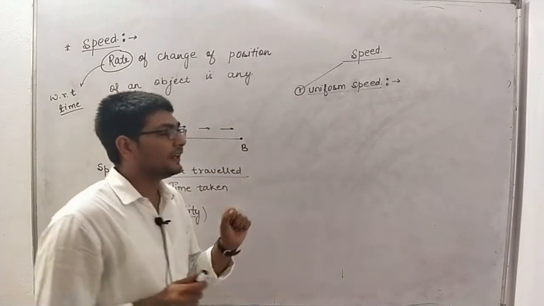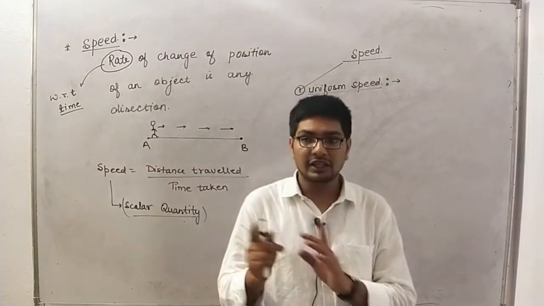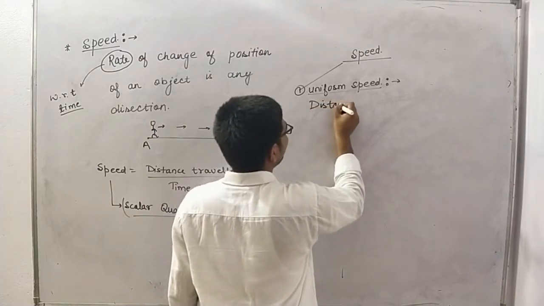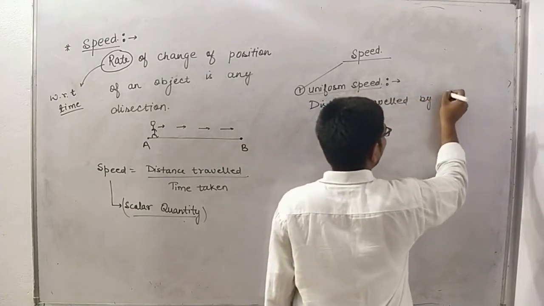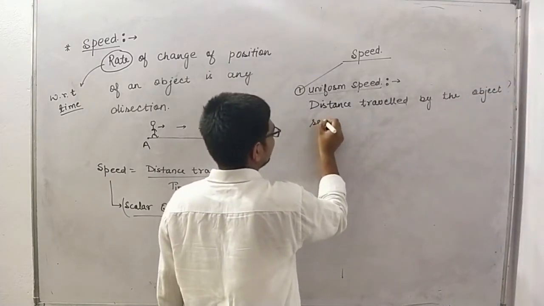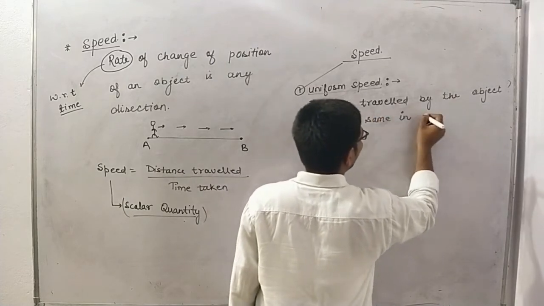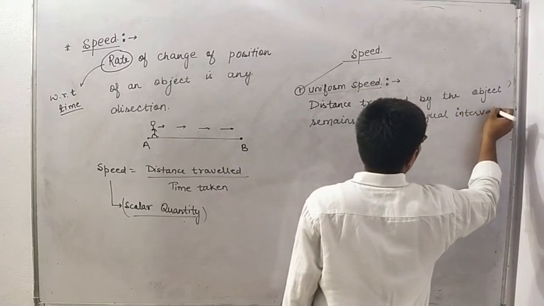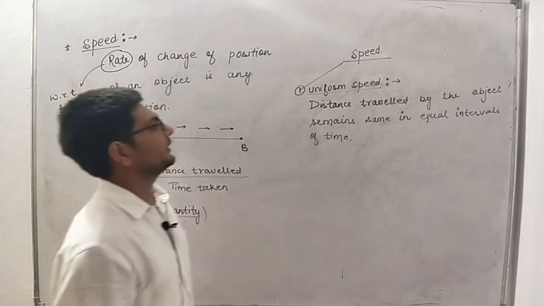So uniform speed means the distance traveled by the object remains the same in equal intervals of time. That is uniform speed.